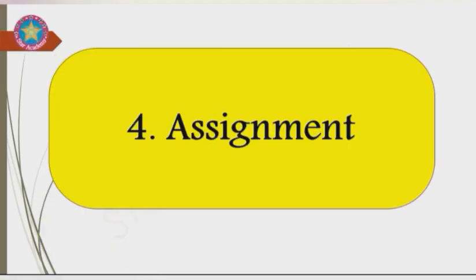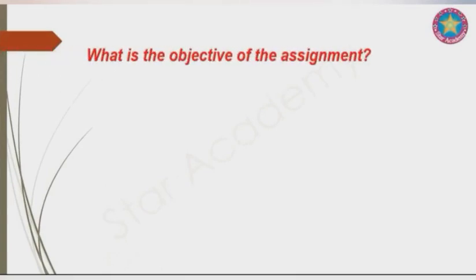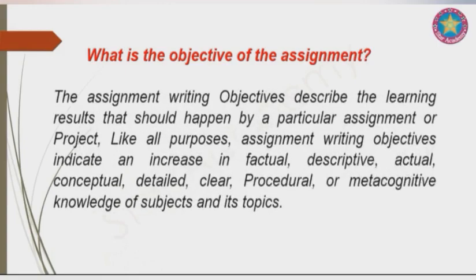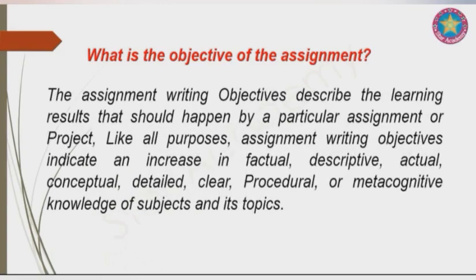Number 4 is assignment. What is the objective of the assignment? The assignment writing objectives describe the learning results that should happen by a particular assignment or project. Like all purposes, assignment writing objectives indicate an increase in factual, descriptive, actual, conceptual, detailed, clear, procedural, or metacognitive knowledge of subjects and its topics.